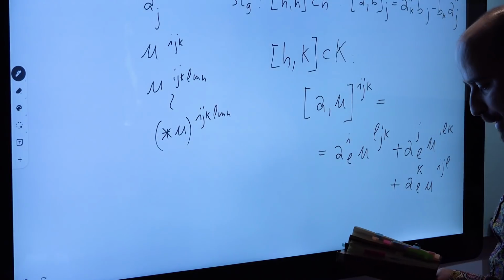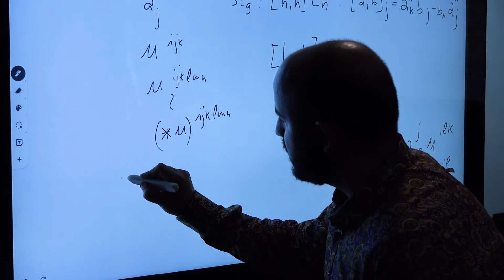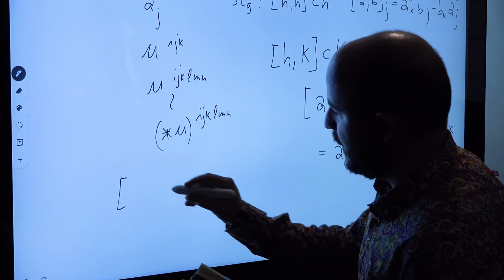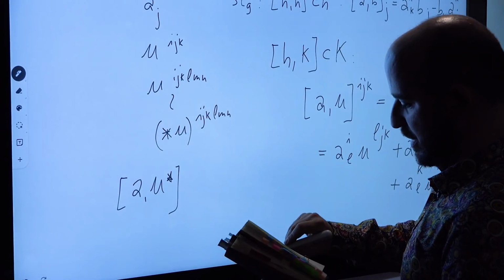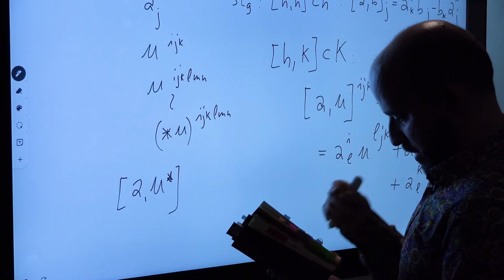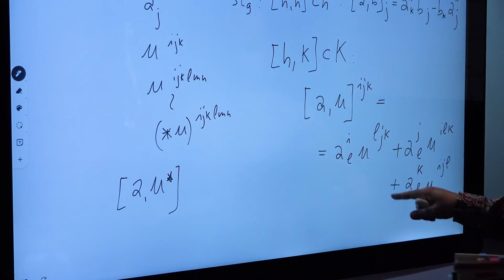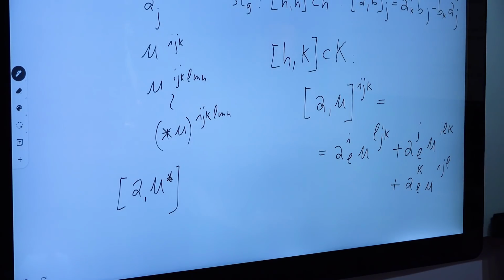Okay, so what we have now is that A must commute with U star. The unique difference, which I won't be writing, is essentially the same structure with U star. You also have in... Yes.